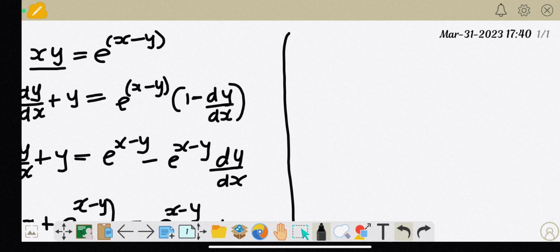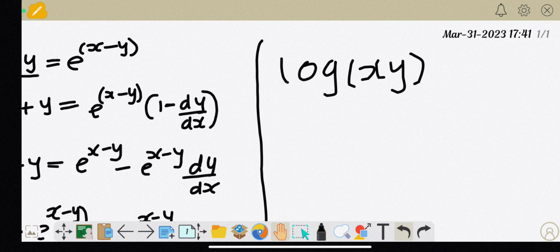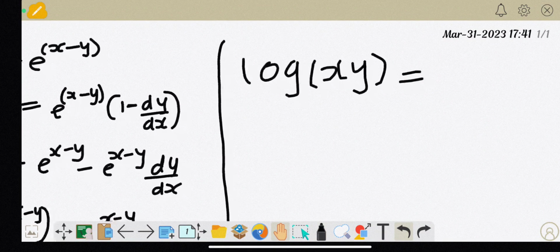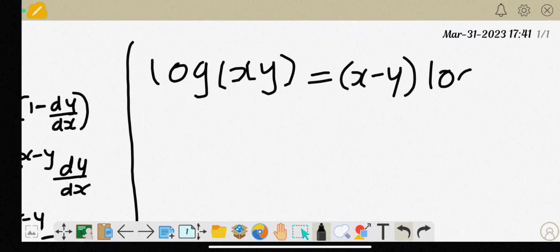So log x plus log y is equal to, so x minus y will be the power, right? The power will be multiplied into log e. Okay, so now what is log e? So if you solve log e, what is the answer you are going to get? So is it 1? Yes, it is 1.